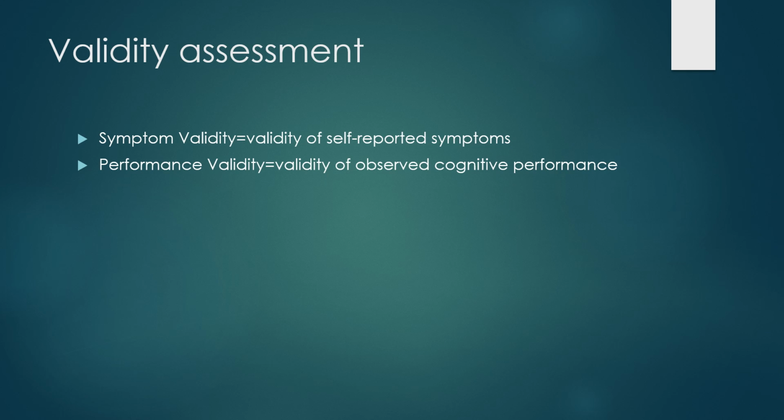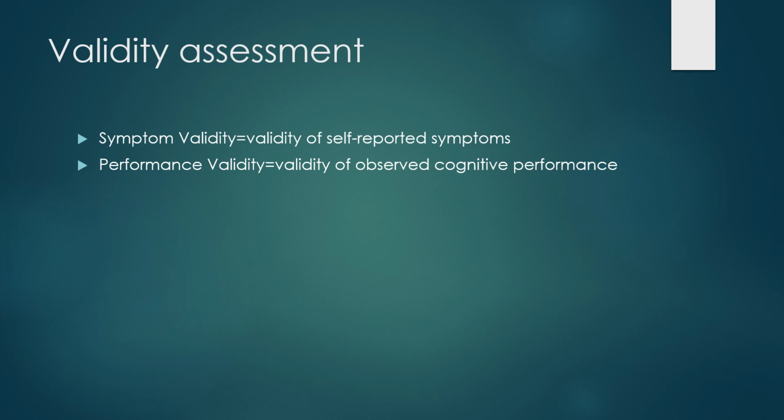So neuropsychological assessment generally includes two different methods of validity assessment. The first is assessment of symptom validity, or the validity of self-reported symptoms. So for instance, when a patient is completing a questionnaire that's asking about their symptoms and severity of symptoms, the neuropsychologist would want to make sure that there are some metrics of symptom validity, or symptom validity tests, that are being administered to ensure that their symptoms are being validly reported.